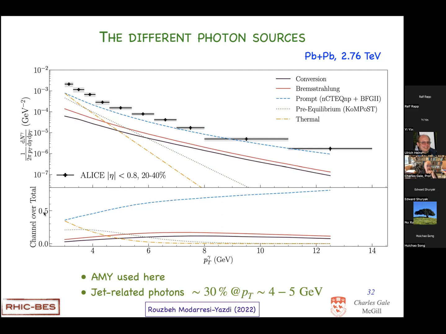If you take the channel over the total, from medium pT to high pT, it is dominated by the prompt contribution, but there's some 10 to 20%, well, actually I say it here, 30% at 4 to 5 pT related to those conversion and Bremsstrahlung contributions together. Okay, so those mini jet contributions, or core-corona contributions in some other language, contributions to photons, pre-equilibrium contributions are not small.